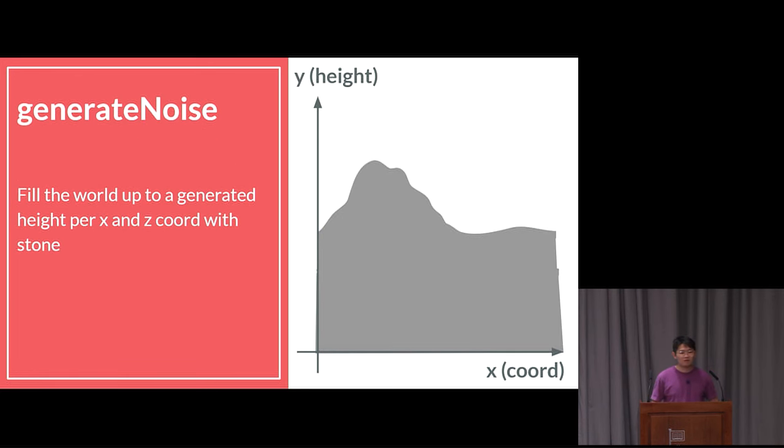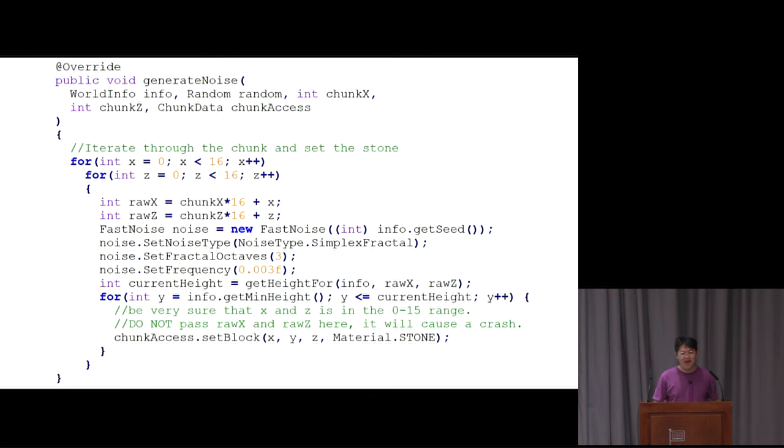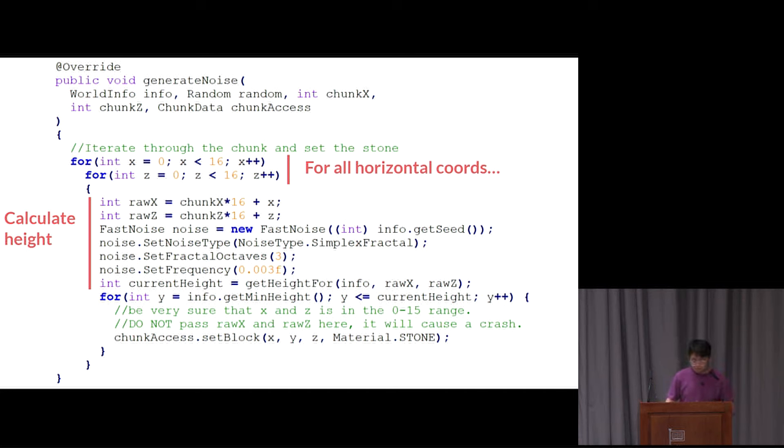And with that, we have roughly the basis for our generate noise code. We can now fill up the world with stone for every x and z coordinate for this h value that we've calculated with simplex noise. This will be the Java code that we actually write to do something like that. So we are given the world seed, which is in world info, and we will use this for generating our simplex fractal noise with Alban's library. For all x and z coordinates, we will calculate the height with respect to the x and z coordinates by throwing it into our noise function, and then we will fill up to that height with a for loop with stone. There are obviously more optimized ways to do this, but this is just to kind of get the point across of what's actually happening in each step. And all this happens for one chunk at a time.